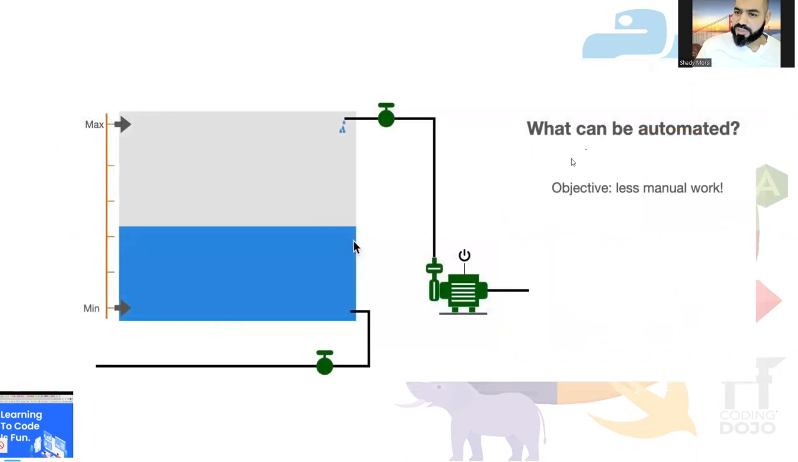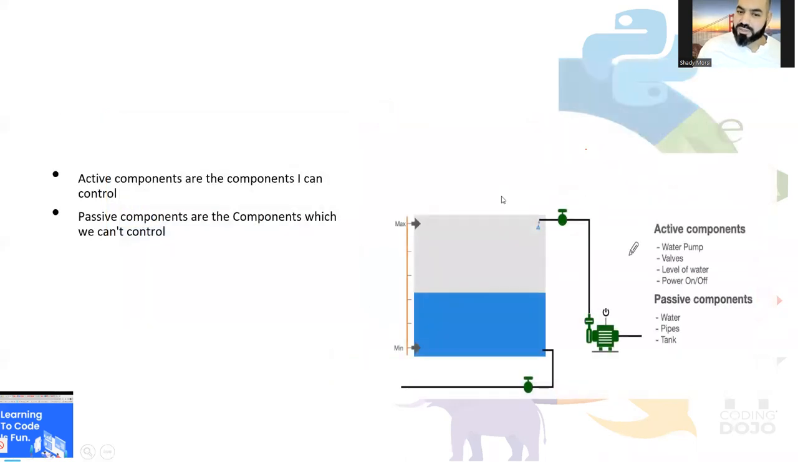So this is our objective: less manual work, more automated work, and everything without human intervention. Okay. So when we wanted to do this in the early beginning, we will divide these components into components that we can control and components we have no control over. Okay, so we divide these components into active components and passive components.